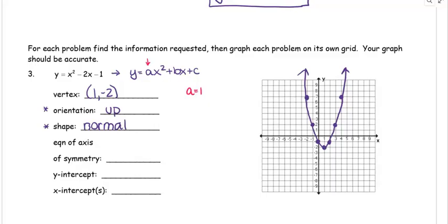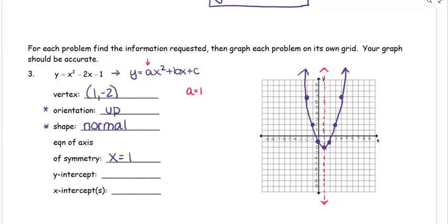Now, I want to talk about the equation of the axis of symmetry. The axis of symmetry is a vertical line that goes straight down the vertex. Since it's a vertical line, we know that it is x is equal to a number. And since it is passing through the vertex, it's the x coordinate of the vertex. It is x is equal to 1.